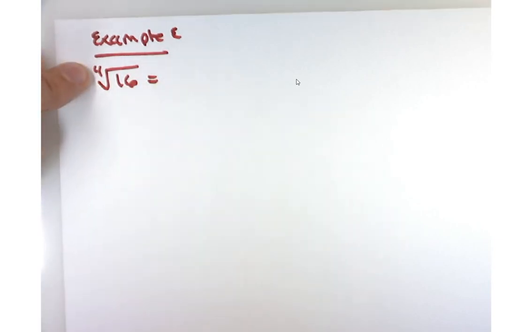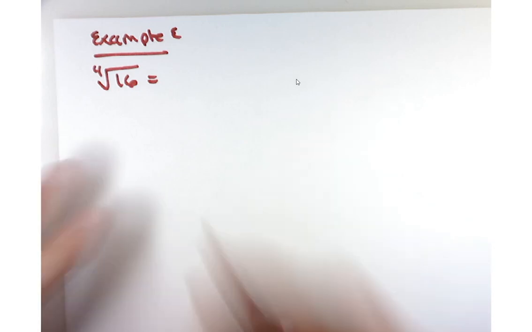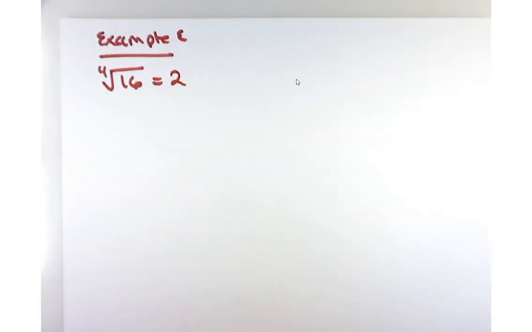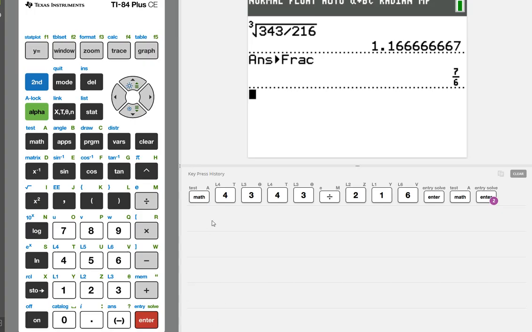4 is called the index of the radical or the power of the radical. Oh, yeah, the answer is 2. Good. But the thing is, you're not always going to be able to do these things in your head because the numbers are going to get bigger. So make sure you can do it on your calculator.